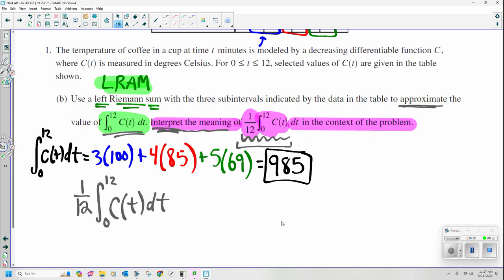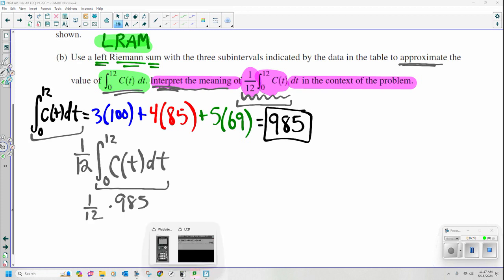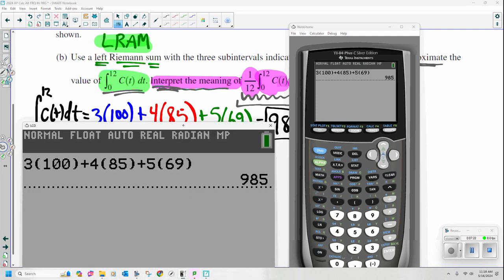They don't tell us to evaluate it. If they did, we just figured out this part right here. That would be 985, and I would just have to multiply that times 1/12. So if you're the type of person who just doesn't want to make a mistake, you can take this answer, 985, and multiply it times 1/12.